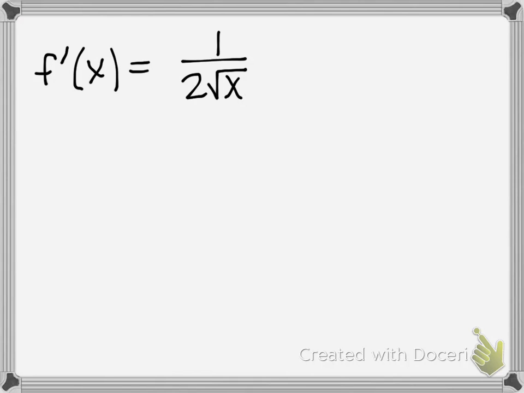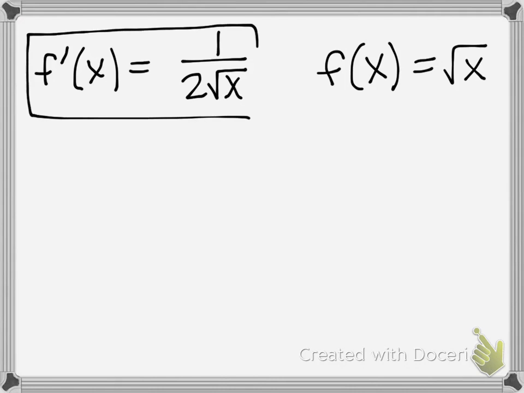And remember, this is a function or a general formula that will compute the slope of the original curve. The original curve was the square root of x. And this derivative will compute the slope of the square root of x curve at any point.